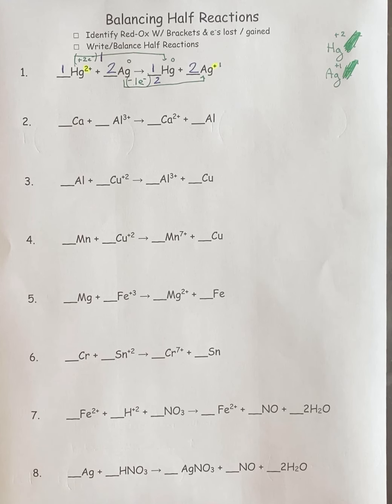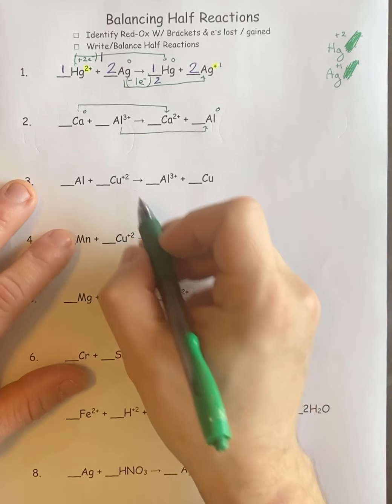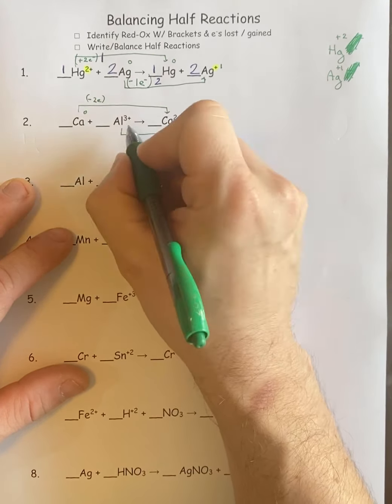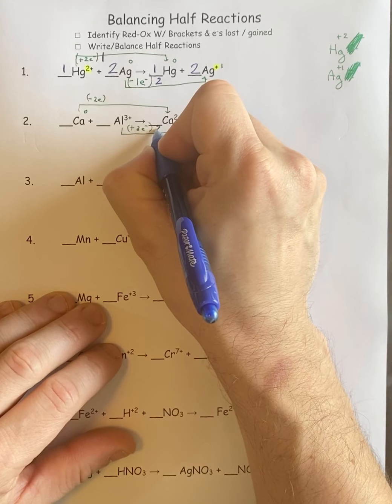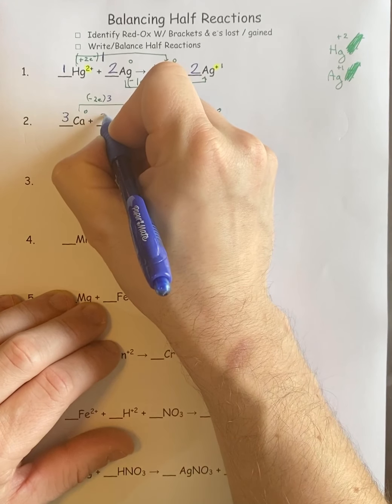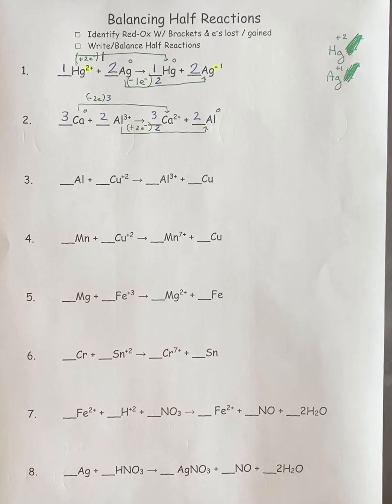Okay, so let's do the second one. That makes sense. So 0, 0. What did it do? Calcium lost 2, and aluminum gained 3. How do we balance 2 and 3? Well, we multiply the 3's by 2 and the 2's by 3. So, done, balanced.